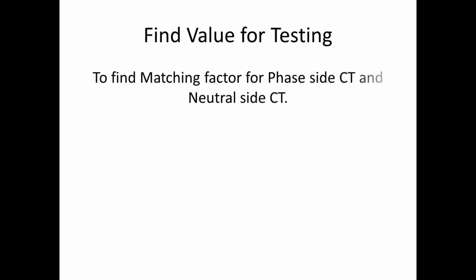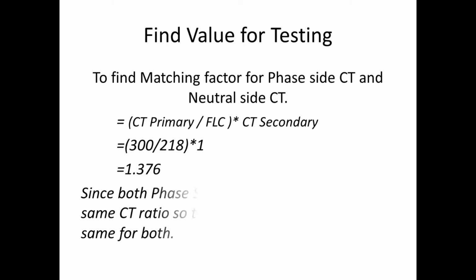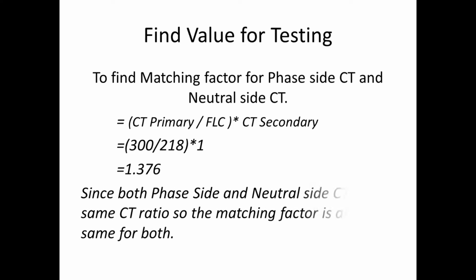First we have to find the value for the matching factor of phase CT and neutral CT. The formula for matching factor is CT primary divided by full load into CT secondary. When I substitute the values over here, I got 1.376. Since the phase CT and neutral CT ratios are the same, the matching factor is also the same for both.